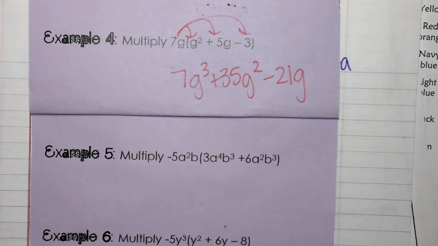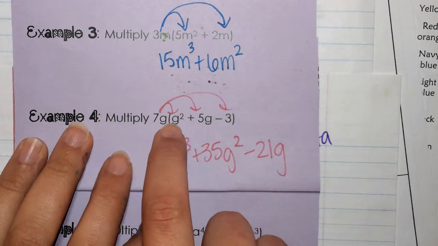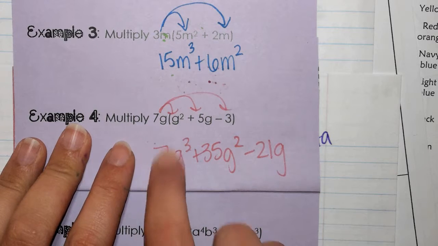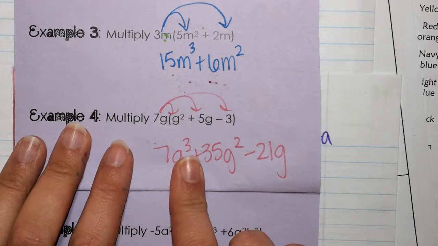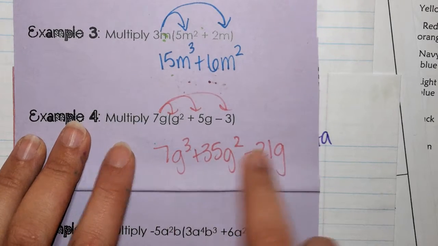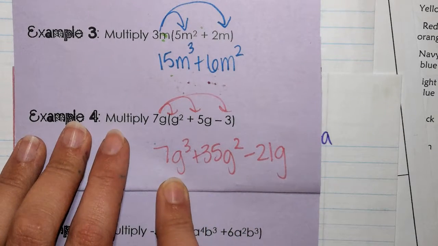Alright, so you have to multiply 7g times g squared. That's 7 times 1, you get 7. 1 plus 2, you get 3. Does everyone, without screaming, give me a thumbs up or thumbs down that you understand where we got that from?